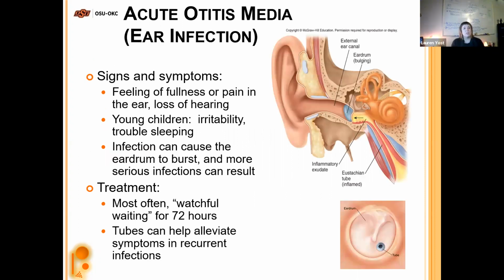Next, we have acute otitis media. That is also the ear infection. Signs and symptoms: fullness and pain in the ear, hearing loss. In young children, you can have irritability and trouble sleeping, and it can cause the eardrum to burst if it gets particularly bad. You can treat it with tubes in the ears to help drainage to relieve the pressure, but typically you're just going to wait it out for about 72 hours to see if it improves. If it gets worse, then you would go to get tubes.